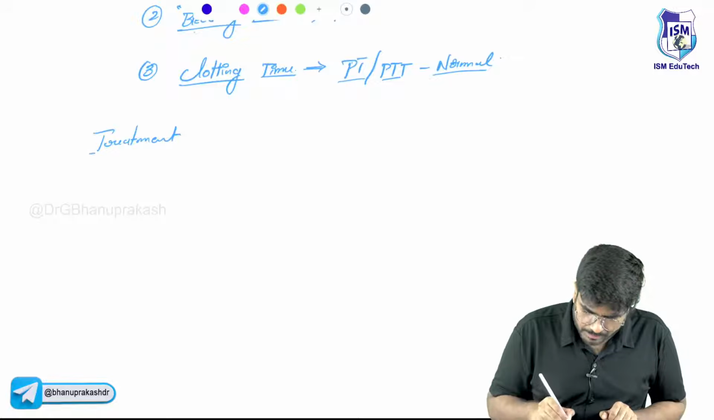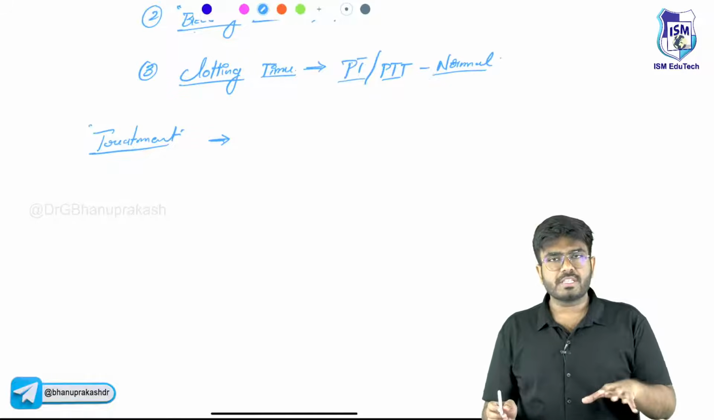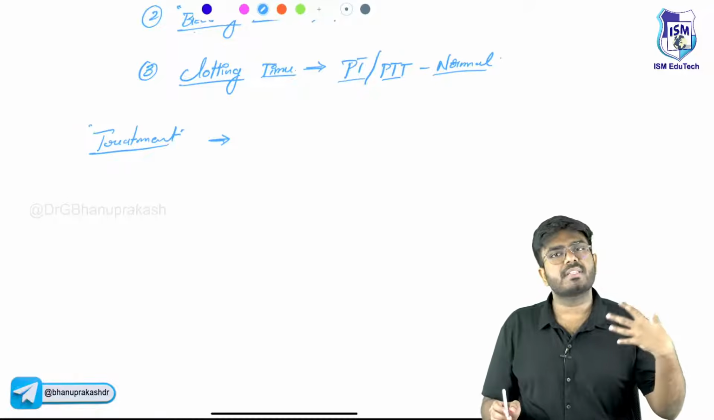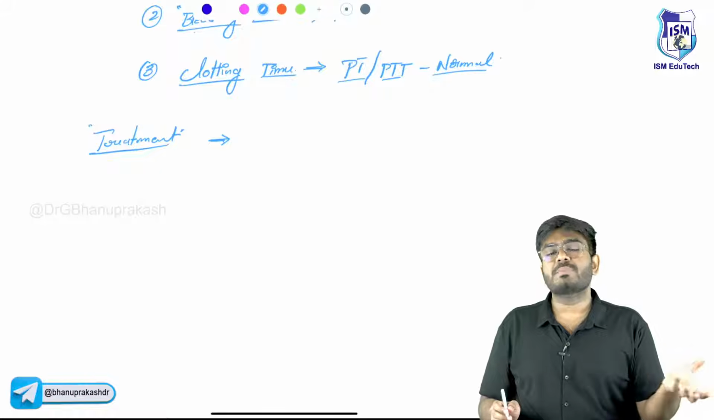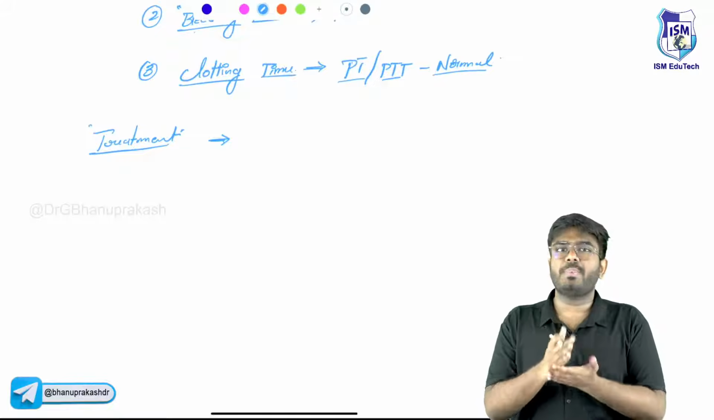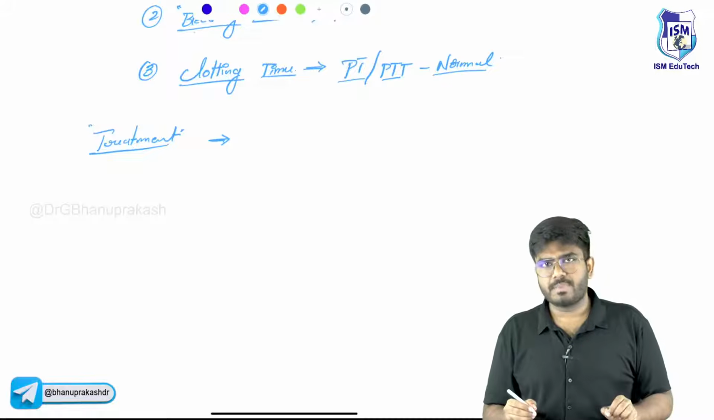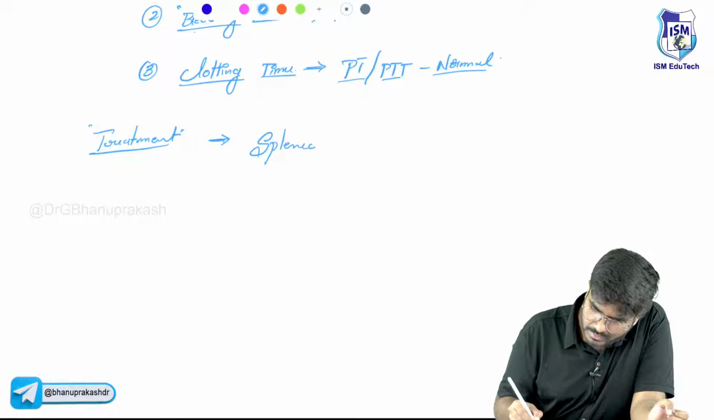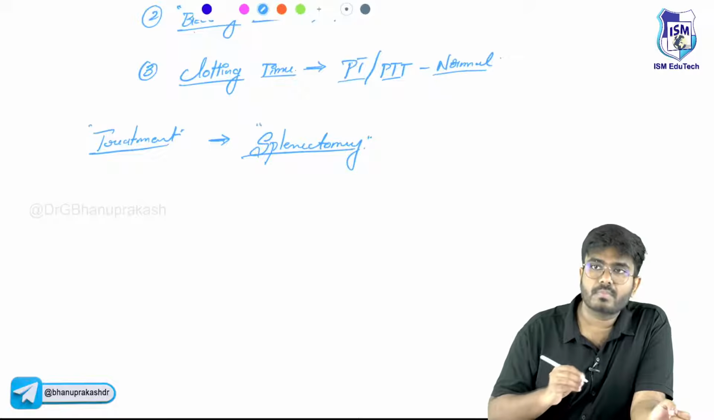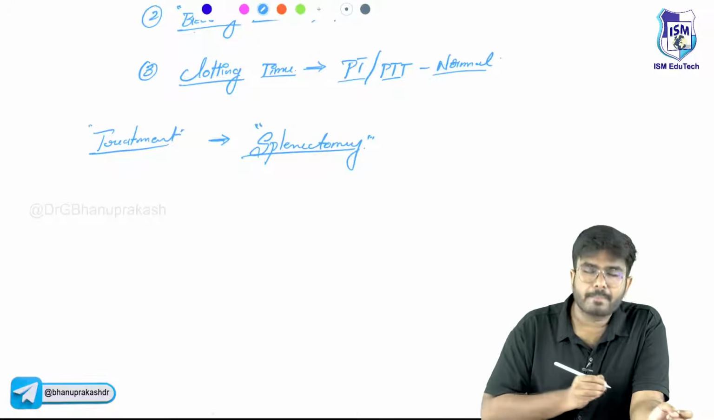So who is the main culprit here? The main culprit here is the spleen, sir. The spleen is producing the antibodies. The plasma cells in the spleen are producing the antibodies unnecessarily, and it's the splenic macrophages which are destroying the platelets. So here the culprit is the spleen. So what we have to do here is splenectomy. Splenectomy is the treatment that is done.